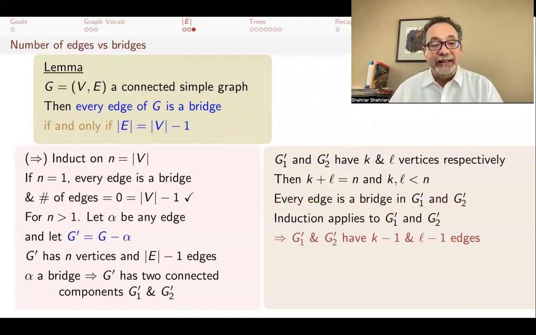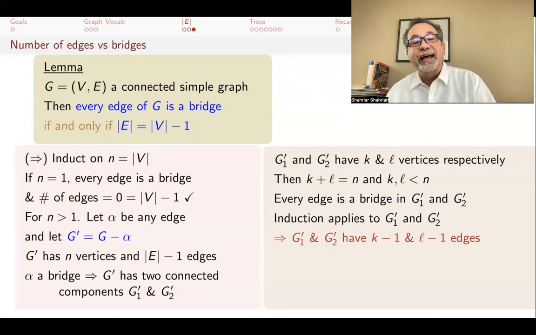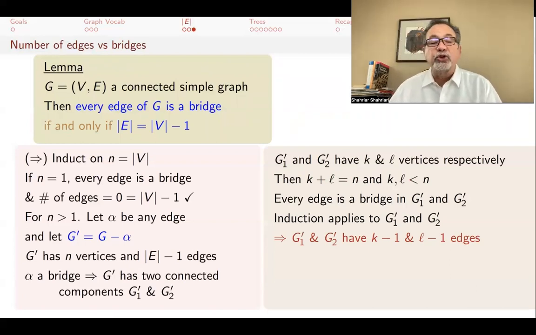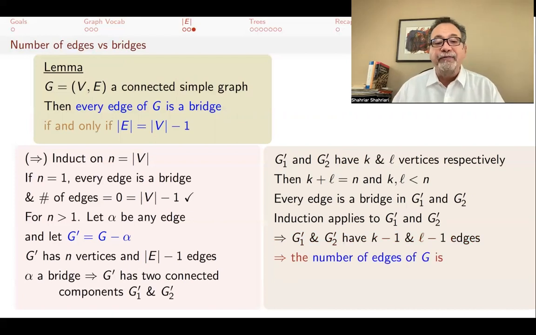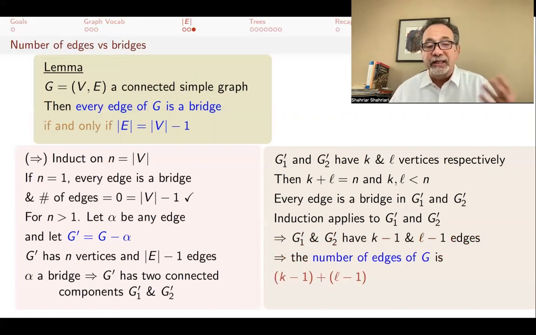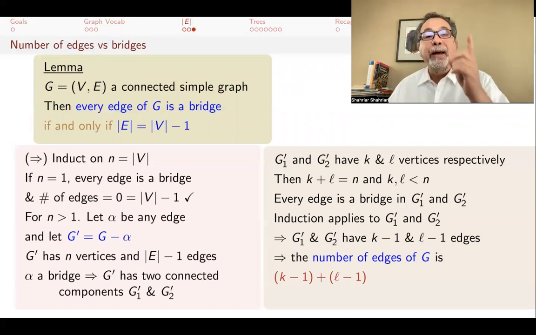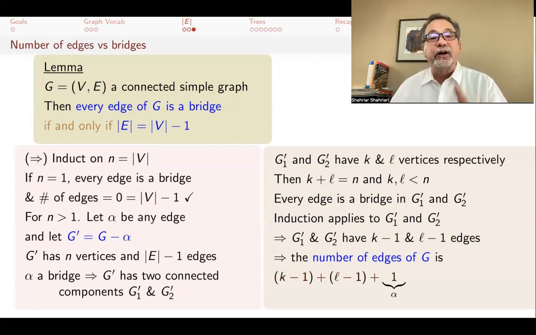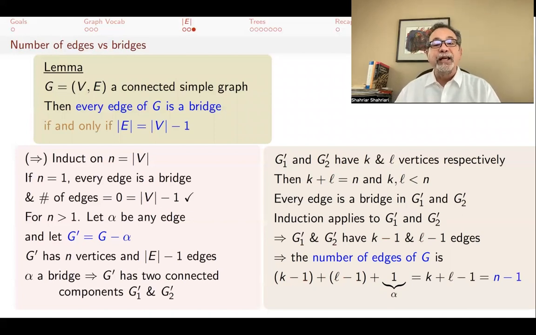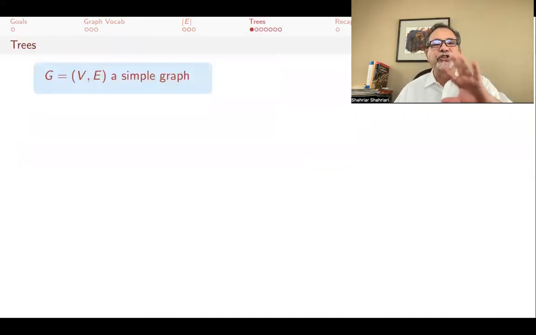And so now I know that G1 prime has K minus 1 edges because it has K vertices. It has one less edge. And G2 prime has L minus 1 edges. So how many edges did our original graph G have? Well, the number of edges in G is the ones in G1 prime plus the ones in G2 prime, plus, let's not forget about alpha, because alpha was the guy that we took out. So this is the total number of edges. But if you add those out, the ones cancel out, and you get K plus L minus 1, and K plus L was n, so you get n minus 1 as we wanted. So we proved that if every edge is a bridge, the number of edges is 1 less than the number of vertices. So now let's turn to trees.